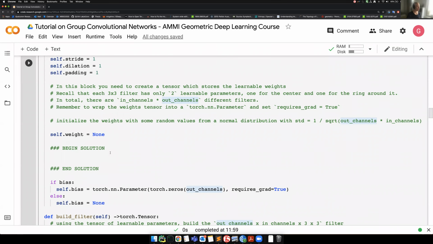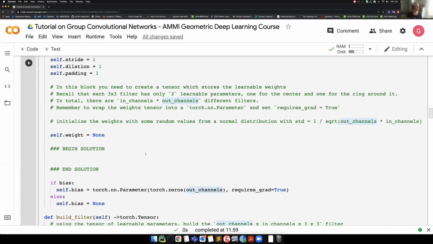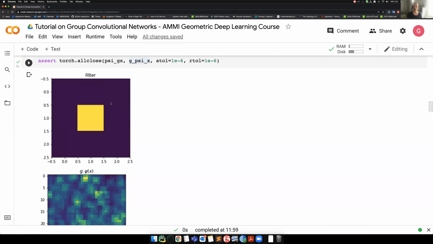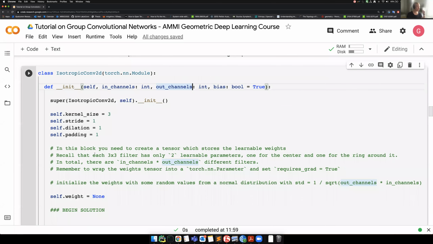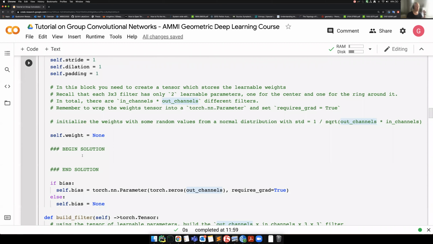In the init, what you're going to do is initialize your set of learnable parameters. Recall that an isotropic filter has only two learnable parameters, one for the center, one for the ring outside. So you just need to store basically two learnable parameters for each pair of input and output channels. That's what you are going to do here. Don't forget to wrap your tensor of parameters inside a torch.nn.Parameter and set requires_grad equals True, because you want to learn those parameters later.